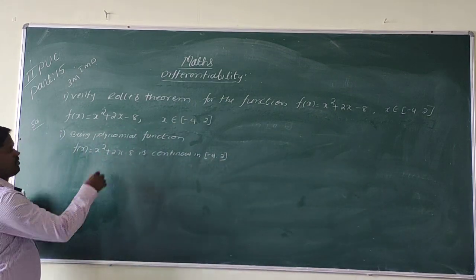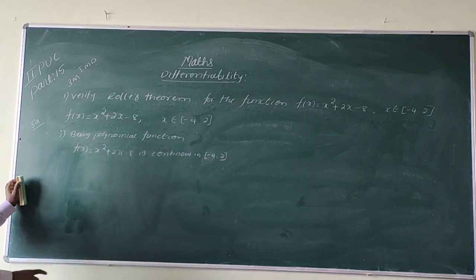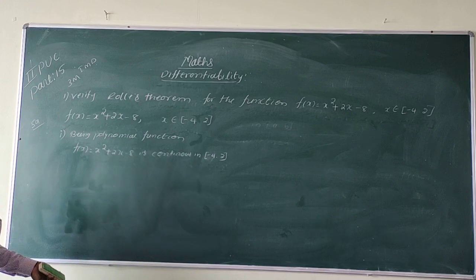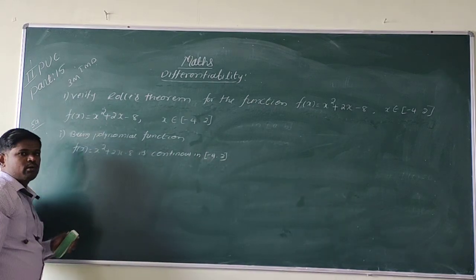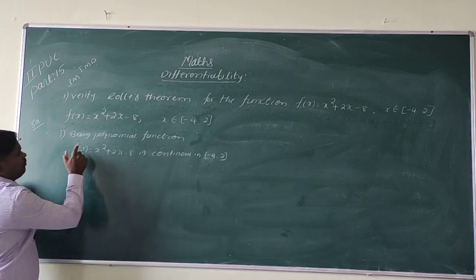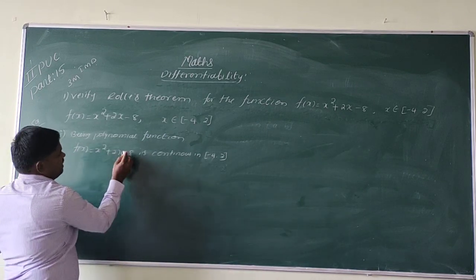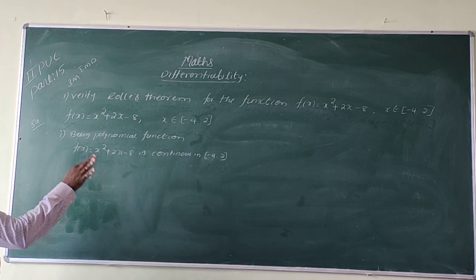This is the first condition. So it is enough. No need to show again that it is continuous. You already know that every polynomial function is continuous for all real values. So in particular, this is continuous in the interval [-4, 2] also. Therefore f, being a polynomial function, is continuous in [-4, 2]. So the first condition is satisfied.